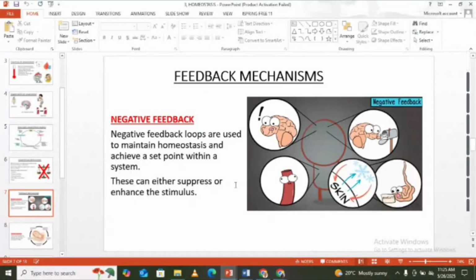Examples of the negative feedback system, we have temperature regulation, where if the body gets too hot, the cooling mechanisms like sweating will cool down the body.